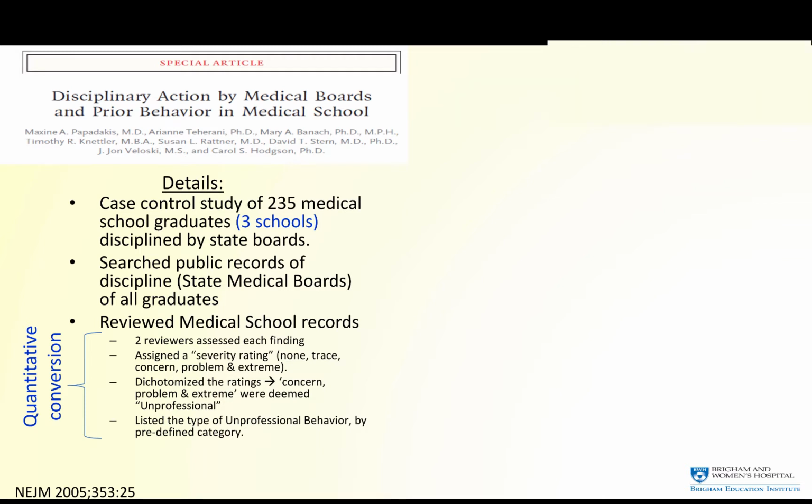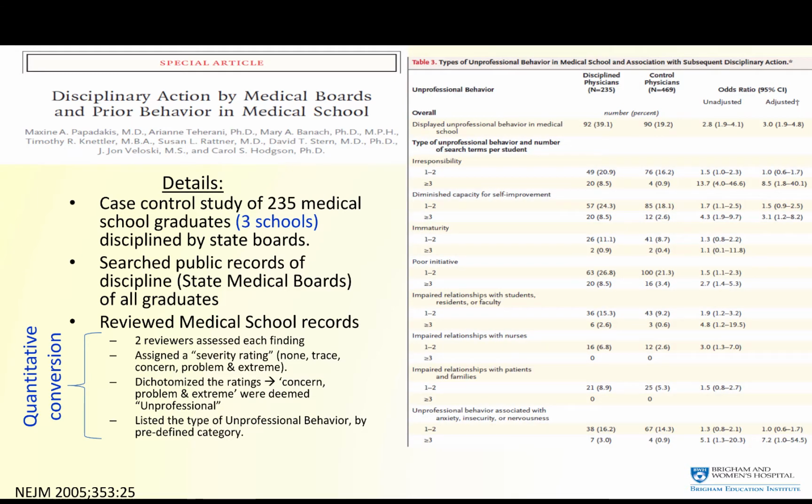They had 2 reviewers who assessed each finding from these old medical school records. They assigned a severity rating to what they saw. Either there was no professionalism issue, a trace, there was a concern, a problem, or it was extreme. But then they tried to make it very quantitative, so they dichotomized the rating. They said if there was a concern, a problem, or it was extreme, that was deemed unprofessional, whereas the other 2 categories were deemed not unprofessional.